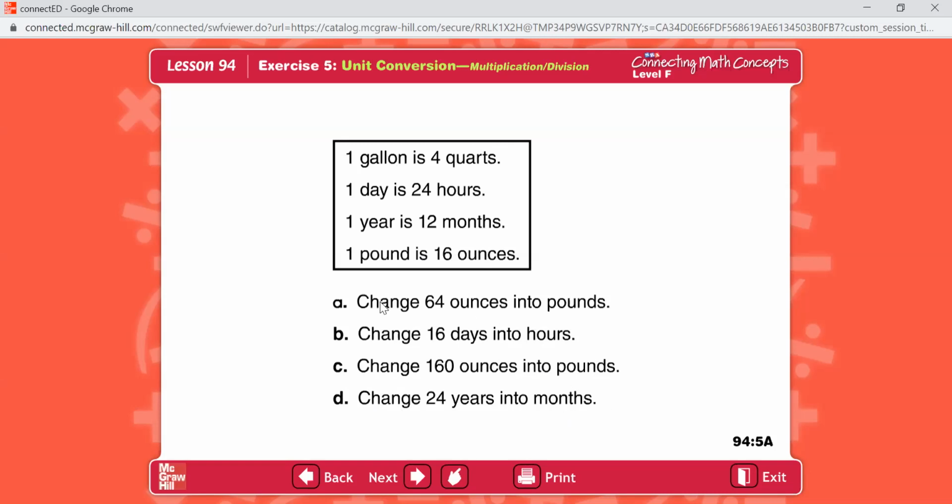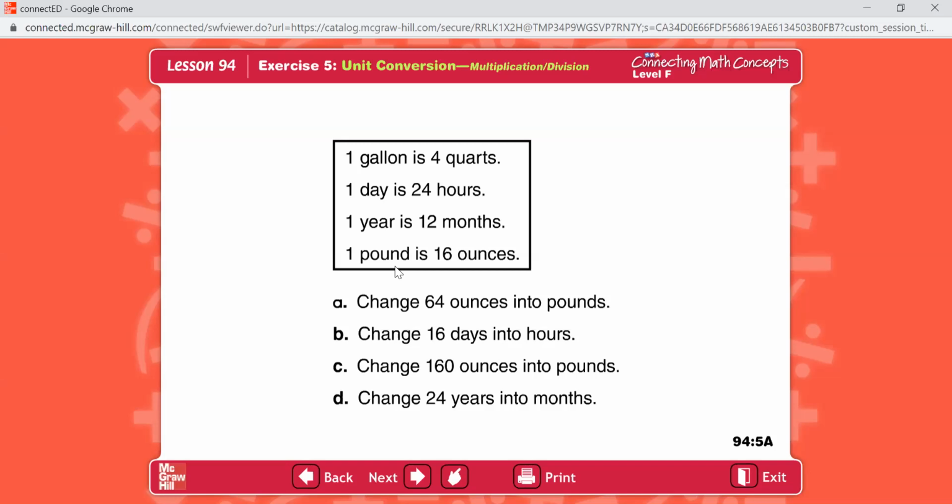So let's go back to problem A. Change 64 ounces into pounds. Look at the fact. Are there more ounces or pounds here on our fact? We have more ounces. So what do you do to end up with ounces? You're going to multiply by 16. What do you do to end up with pounds? You're going to divide by 16.